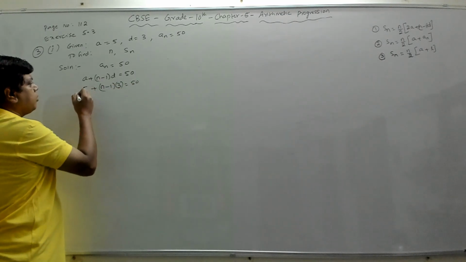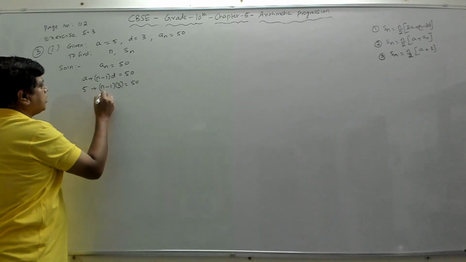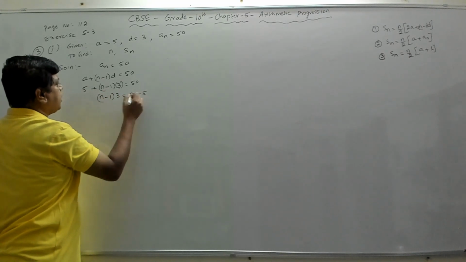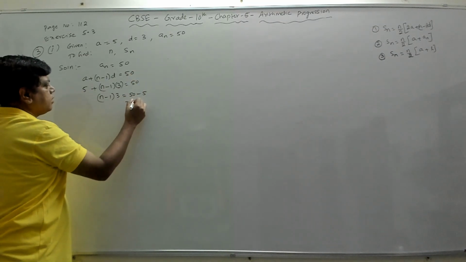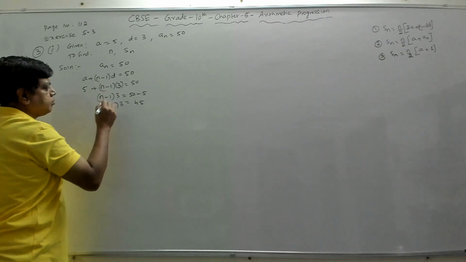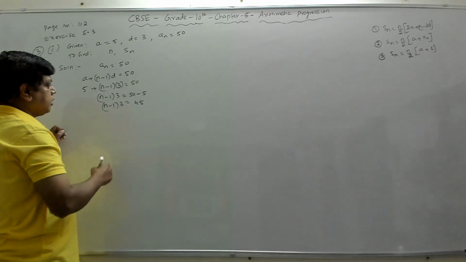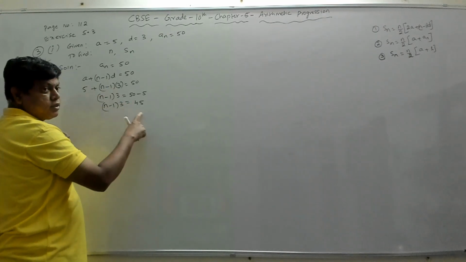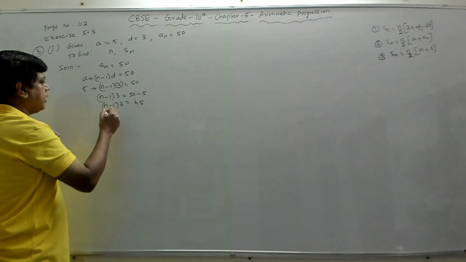So now the 5 goes to the other side, so you get n minus 1 times 3 equal to 50 minus 5, which is 45. That is your n minus 1 into 3. Either you can multiply this with 3 and then take it to the other side, or you can bring this 3 down directly, anything is fine.